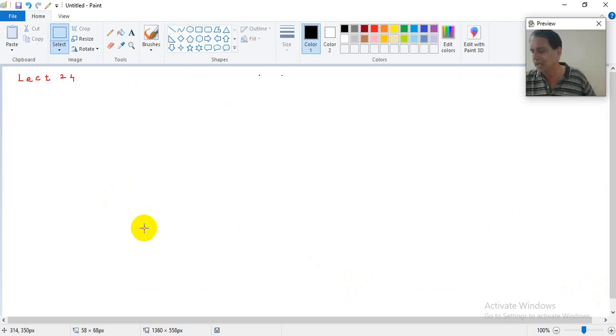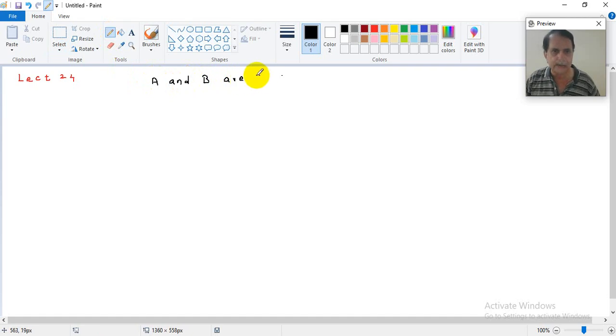So I will write that thing here and I will tell you how it is useful, how this result is useful, right? See, suppose A and B, okay, are two square matrices.